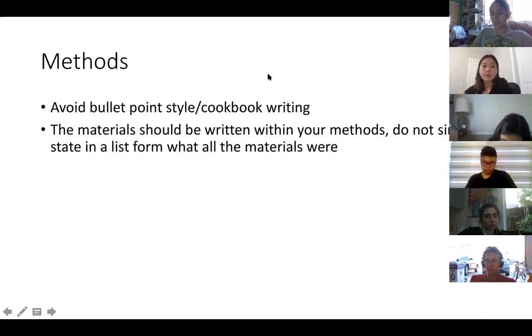For the methods, you want to avoid bullet point style or cookbook writing as much as possible. Keep in mind that the materials should be written within your methods. It's not like a cookbook where you list out all the ingredients or materials first, and then you talk about how you did it. You nestle your materials within the methods. So keep that in mind.